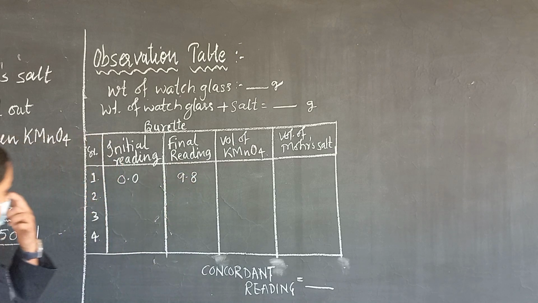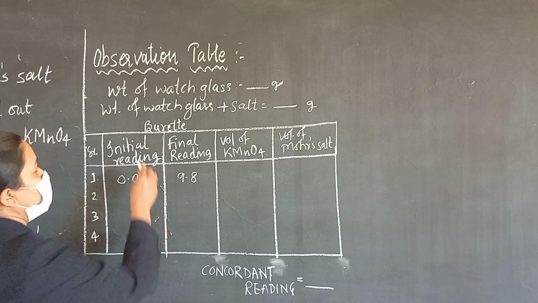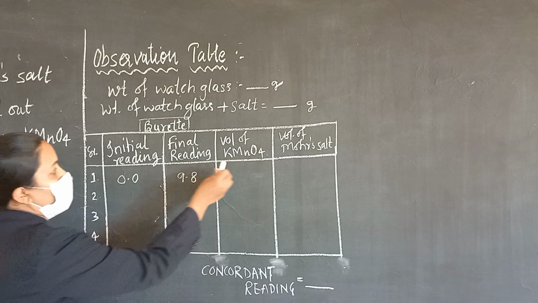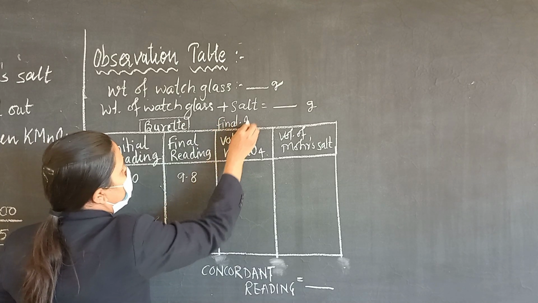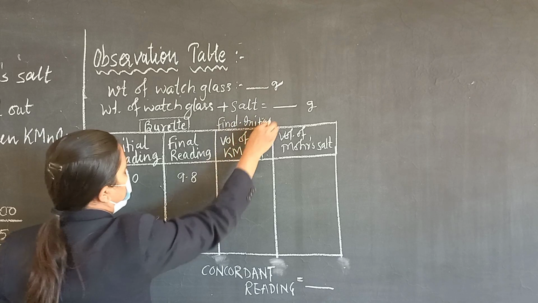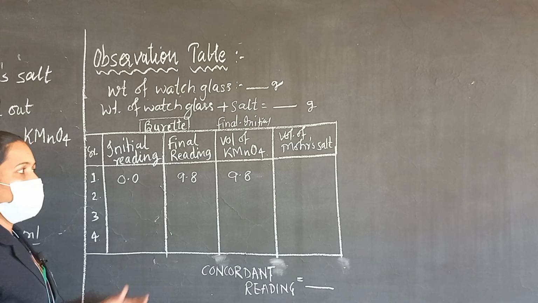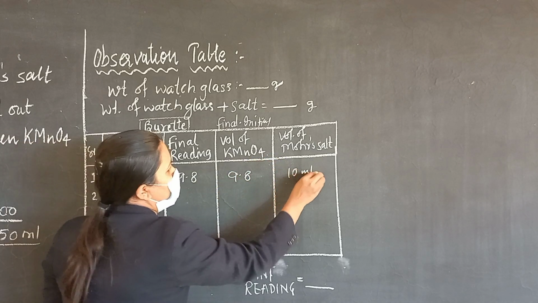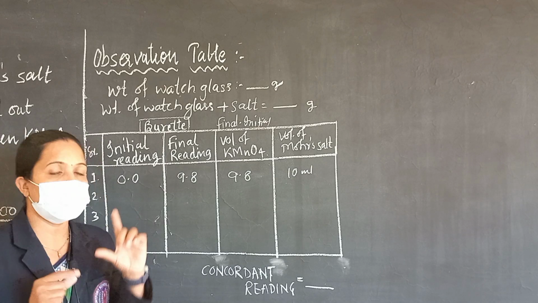Now consider that your initial reading is 0 and the final reading which you got is 9.8, and this is the reading of the burette. Now how are we going to calculate the volume of KMnO4? We will do it as final minus initial. So final minus initial, it means 9.8. And as I told you, every time you take the volume of Mohr salt as 10 ml.